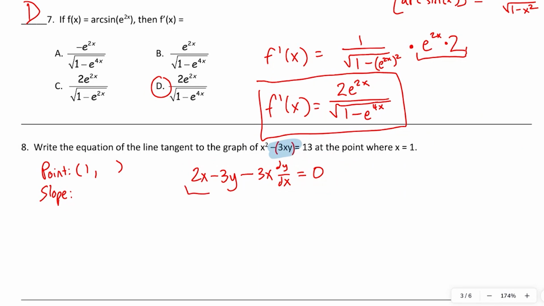So we first need to move all these other terms to the right-hand side. It's going to be negative 3x dy/dx equals 3y minus 2x. And then dividing both sides by negative 3x is going to give us our slope equation, (3y minus 2x) over negative 3x.